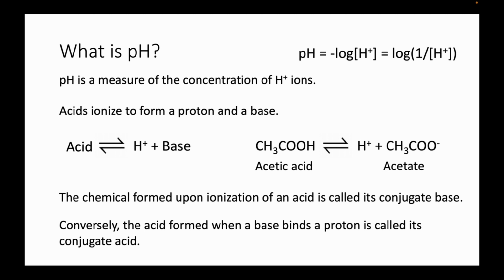The chemical formed upon ionization of an acid is called its conjugate base. So this is the conjugate base in this chemical equation. Conversely, the acid formed when a base finds a proton is called its conjugate acid. So if we're starting with acetate, this would be the conjugate acid, acetic acid. Just a little bit of vocab there.